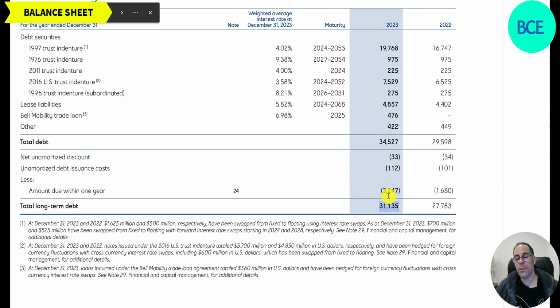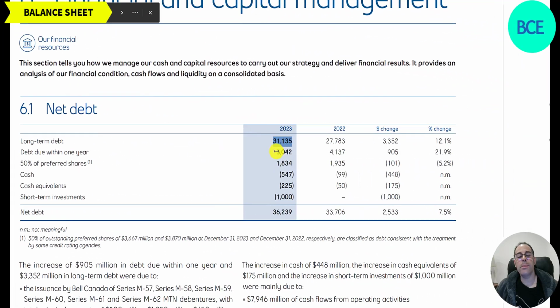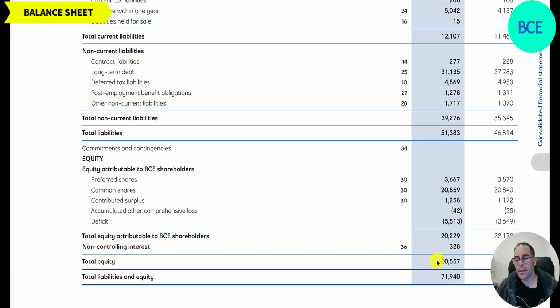So their debt went up quite a bit from last year, 28 billion to 31 billion. 5 billion of their debt is due within 1 year. So they're going to need to refinance that debt. That means they're going to take on new debt to pay off the old debt. And interest rates are getting higher. So that's not good. Assets minus liabilities equals equity, 21 billion of equity.